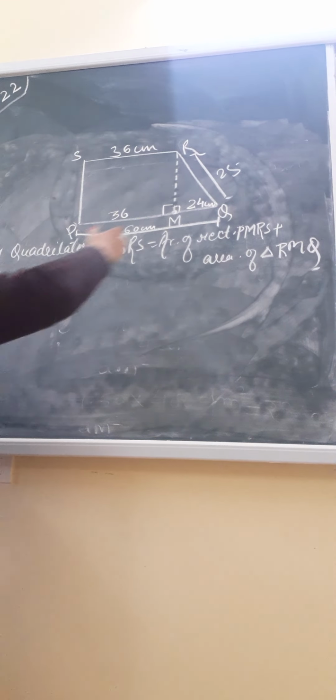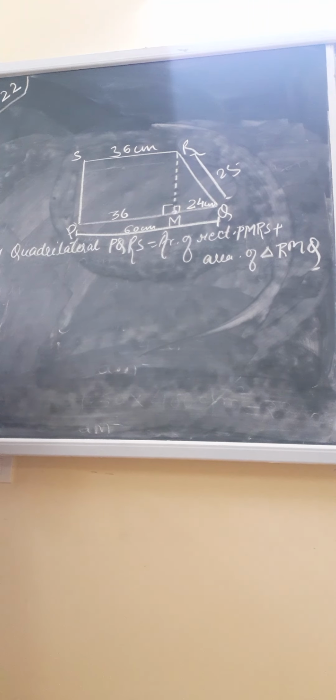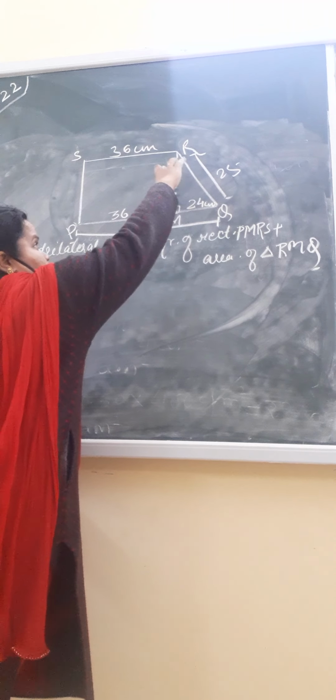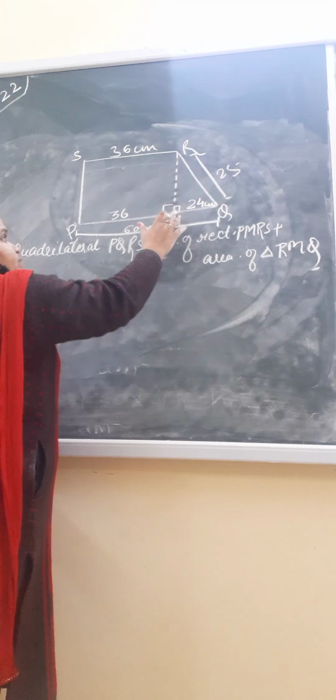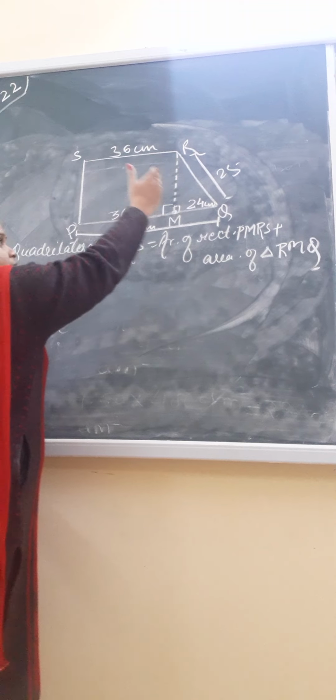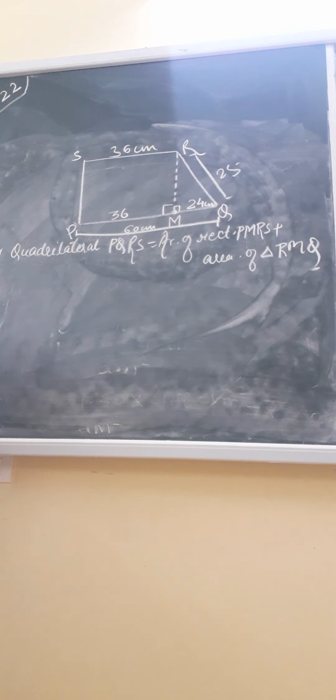It is a right angle triangle. By Pythagoras theorem, we can find out the perpendicular. That perpendicular will be the height for the right angle triangle, and that perpendicular will be the breadth for this rectangle. If we find this part, RM will be the breadth for the rectangle, and it will be the height for the triangle. So by which theorem can we find this? In triangle RMQ, by Pythagoras theorem.